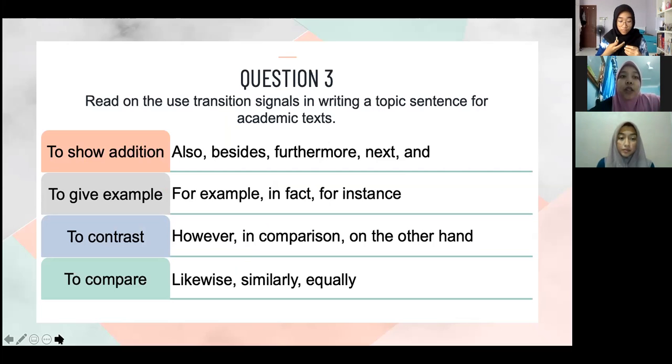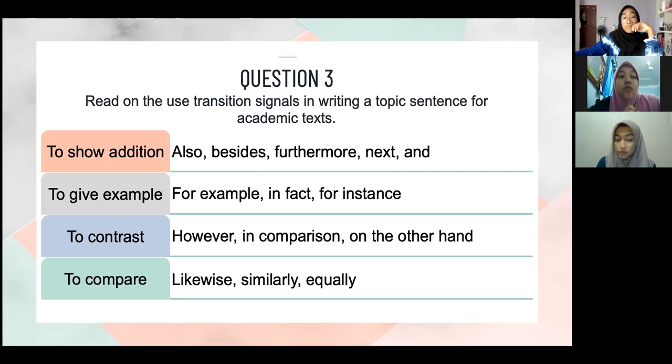For question 3, it is about the use of transition signals in writing a topic sentence for academic text. For writing the topic sentence, we can use a few types of transition signals. First, to show addition, we can use also, besides, furthermore, next, and. To give an example, we can use for example, in fact, and for instance.